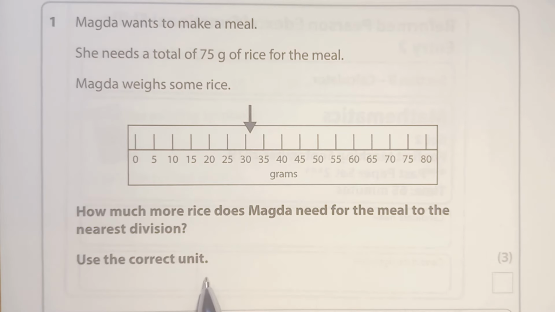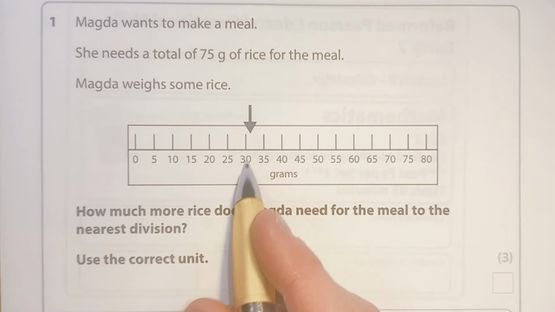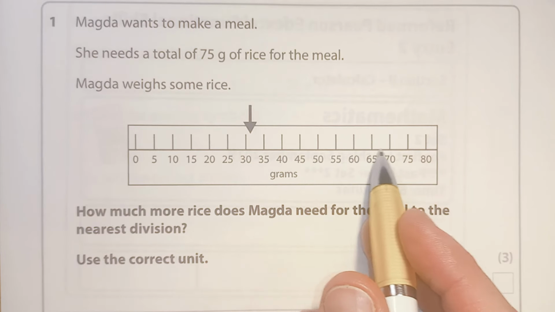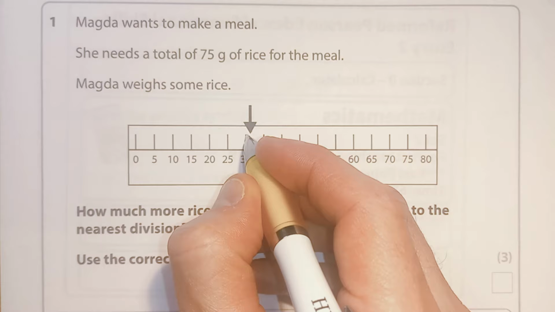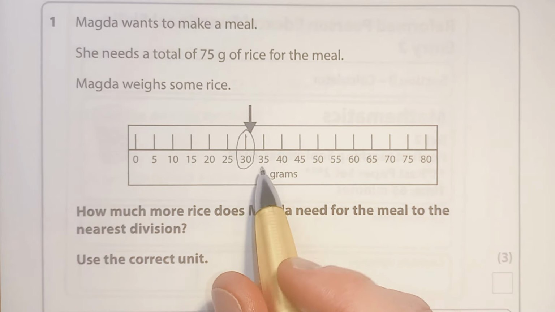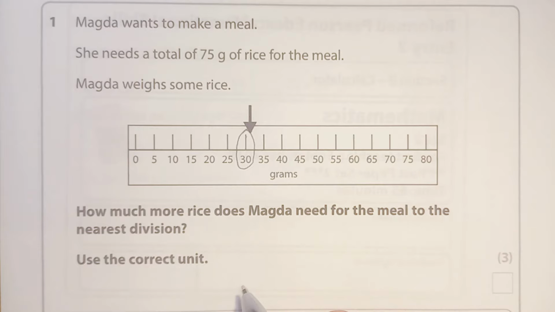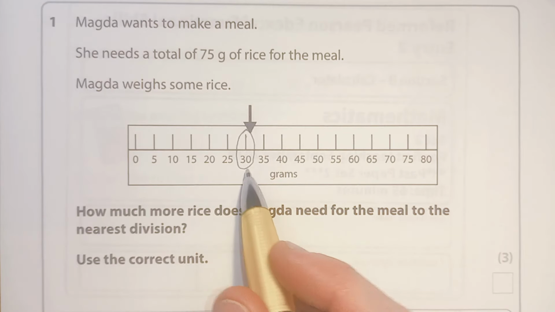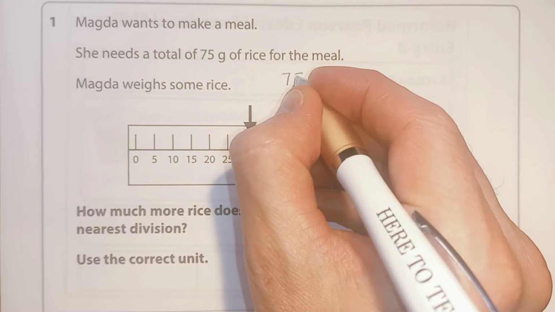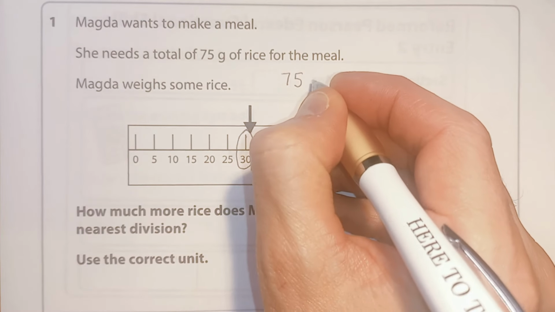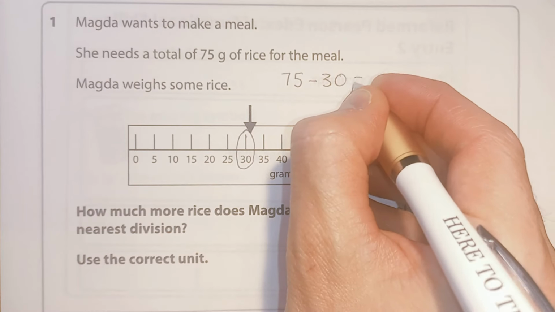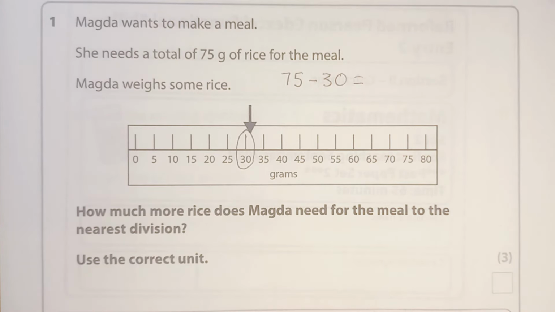Use the correct unit. Okay, so let's start off by going, when I say nearest division, they mean closest one of these lines. So this arrow is closest to this number, 30. So she needs 75 altogether. She's already got 30. We want to know how much more she needs. So we're saying 75 we need. If we subtract what she's already got, then we're going to find out how much more she needs.